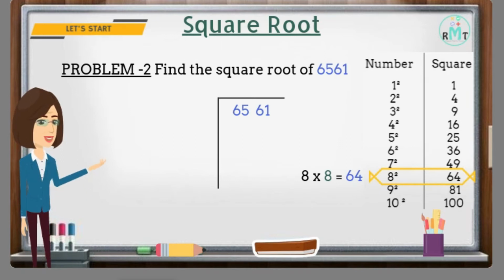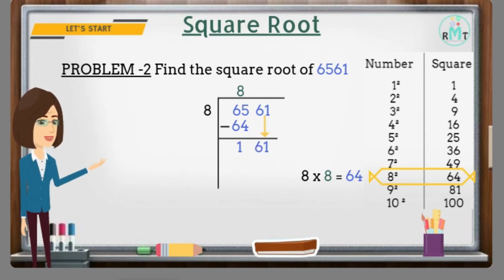Next, we put 8 in the divisor column and 8 in the quotient column and write their product 64 below 65. Now, we subtract 64 from 65. We get remainder as 1. Next, the remainder 1 cannot be divided by 8. So we bring down the next group of digits 61 and make it the new dividend.